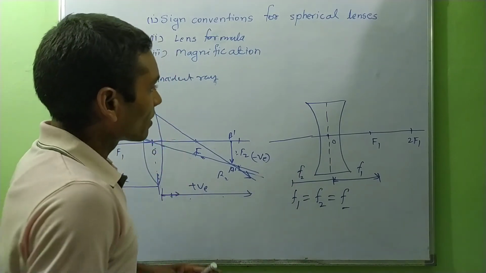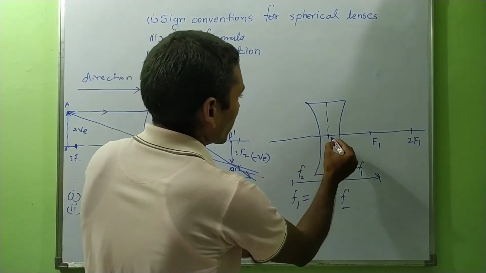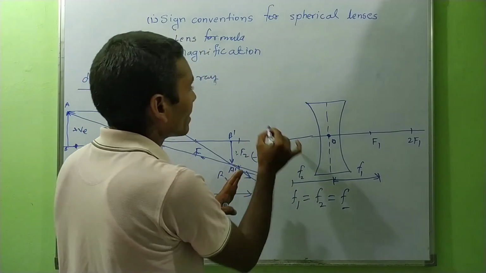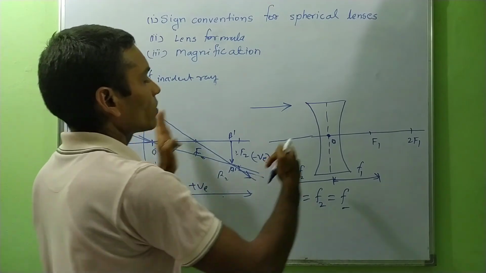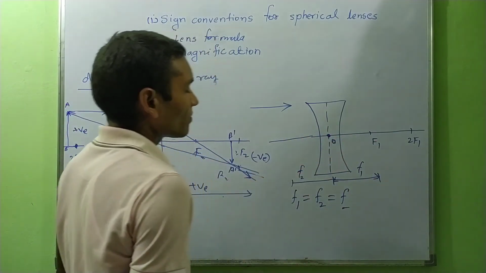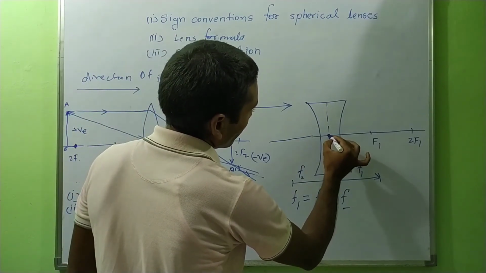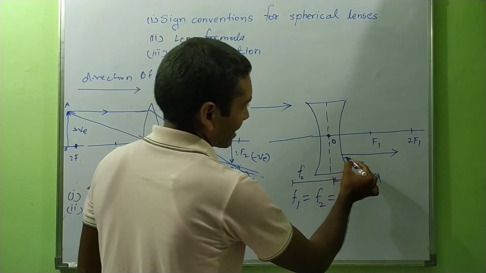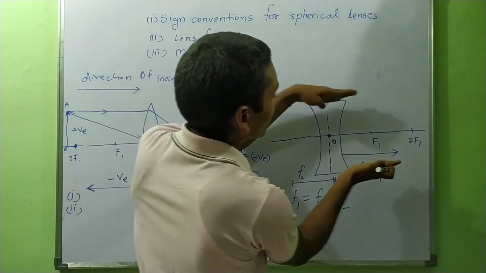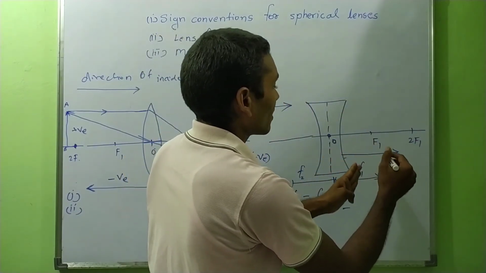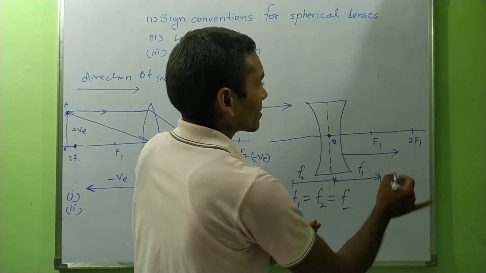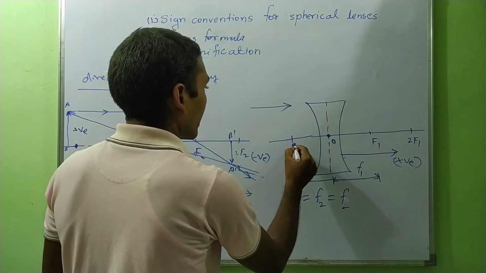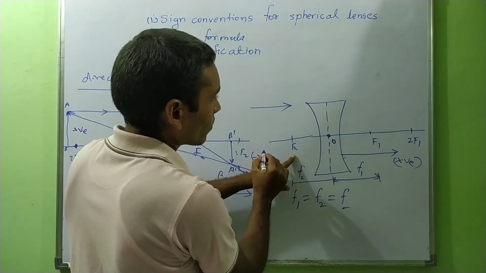In the case of this concave lens, it will be the same, because the distances are measured from the optical center, and the direction of the incident ray is left to right. If distances are measured along this direction, the direction of measuring distance and the direction of the incident ray are the same. That's why the distances measured in the right hand side of the concave lens will be positive.